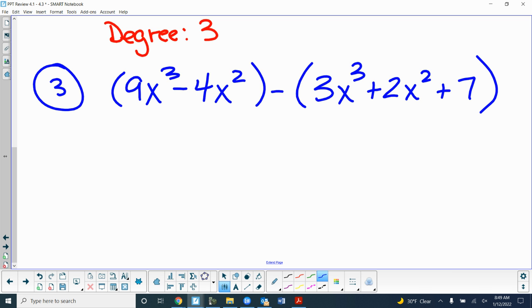Okay, so we got 9x to the third minus 3x to the third is a 6x to the third. Negative 4x squared minus 2x squared is a negative 6x squared. Nothing minus 7, since there's no constant over here, is negative 7. And it said write your answer in standard form. Is that in standard form? Yeah, from the highest degree down to the lowest.